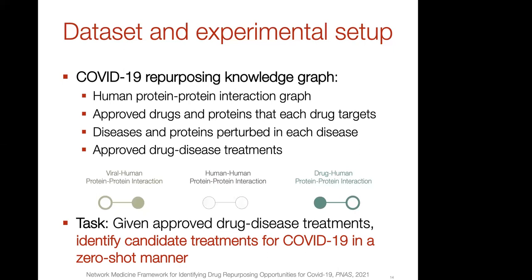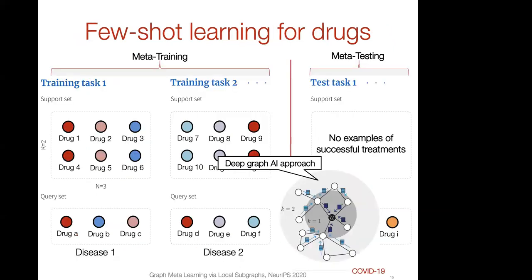So why is this so challenging? Because there were no examples of successful treatments for COVID-19. So it was really like, can we prioritize these drugs, but we don't have any successful treatment for that emerging pathogen. So no label. That's why this is a zero-shot learning problem. So the way we set it up is the following. We trained our deep graph ML model in the following regime.